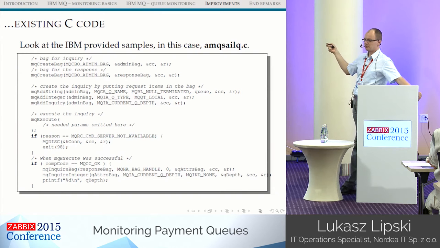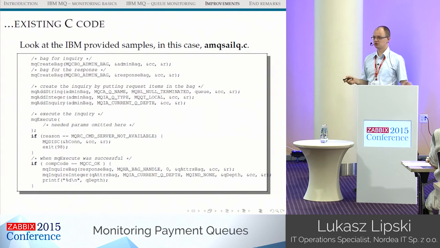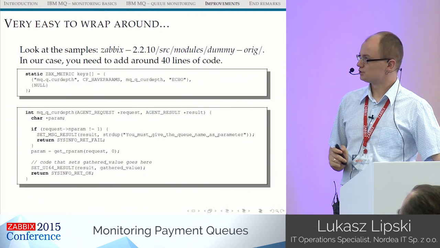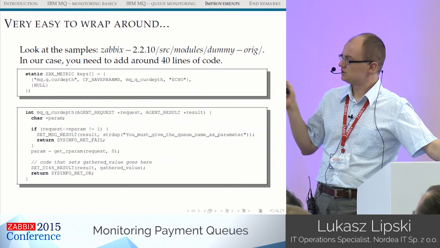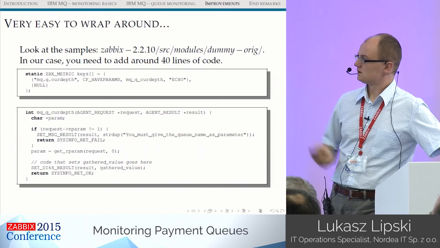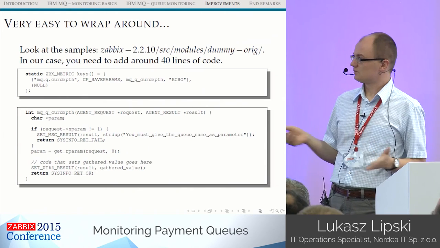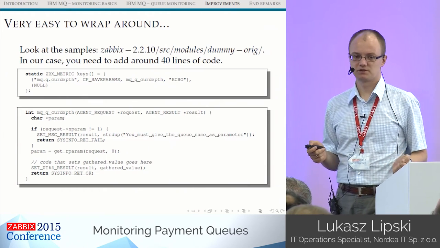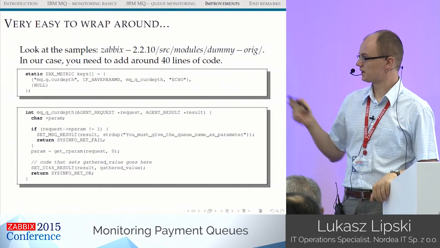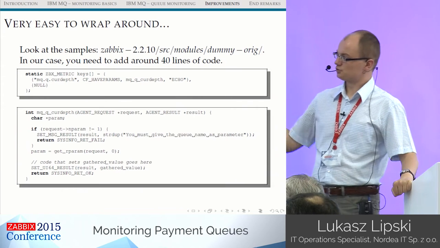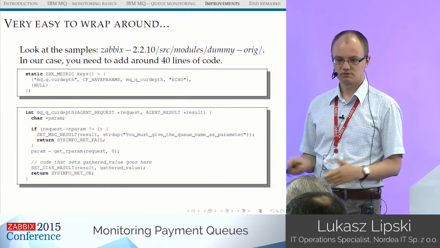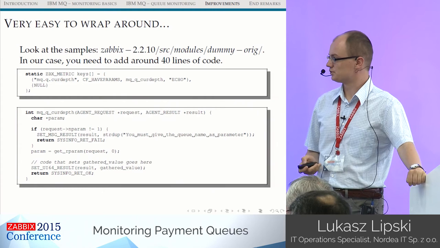Let's say you've modified the sample and you've got the C program that checks the current depth of one single queue. I've told you that it's very easy to wrap around the code. The only thing you would need to add is this hash of the metrics your module supports, in our case just the one metric, and this is what you need to wrap your code around, the code for the method that gives you the metric.